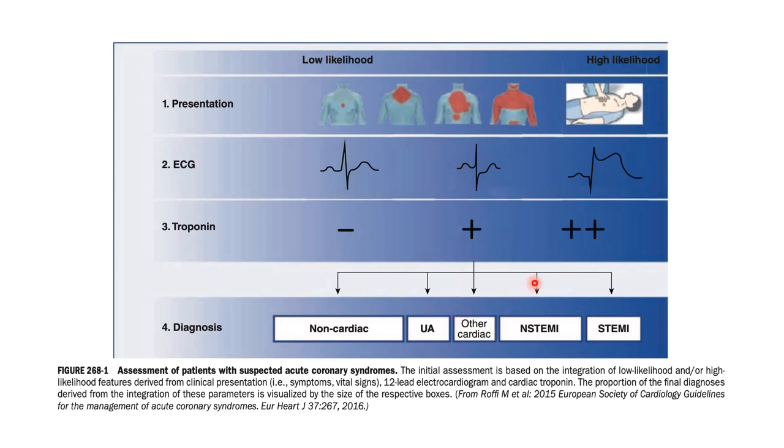But here in NSTEMI and STEMI, there is a gradient by which troponin is very much elevated. So if we see at the outset that the troponin is very high, maybe we're dealing with STEMI, ST segment elevation myocardial infarction, the death of the entire breadth of the wall of the heart.